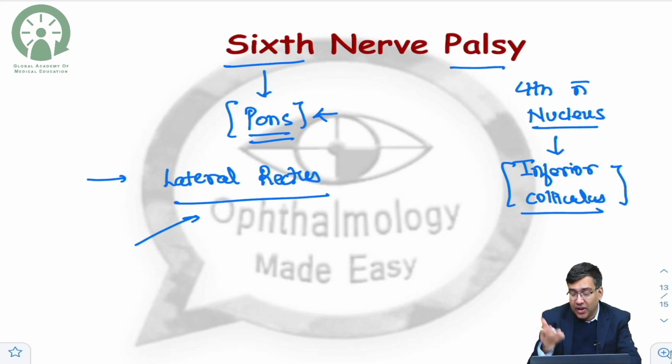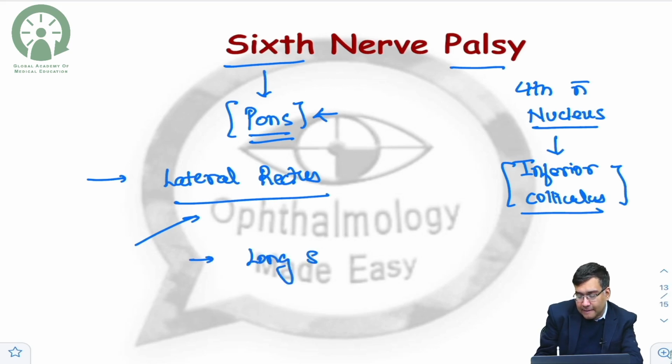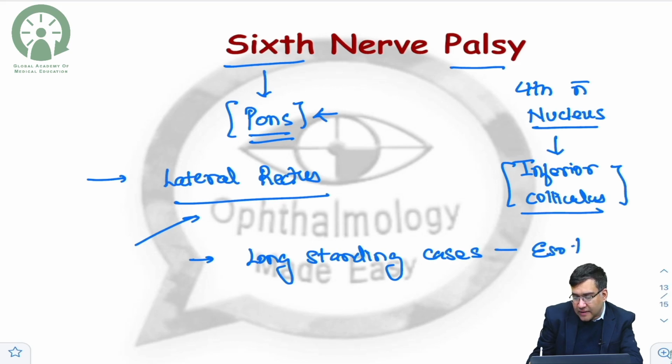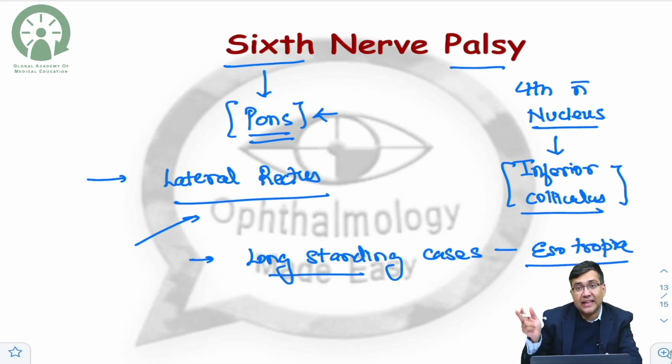So in long standing cases there can be esotropia. Like I told you, there can be an exo in the third nerve palsy, so opposite to that, in the sixth nerve palsy, there can be an eso. The mechanism would be the same. The unrestricted action of the third nerve muscles would cause a bit of eso in these cases.